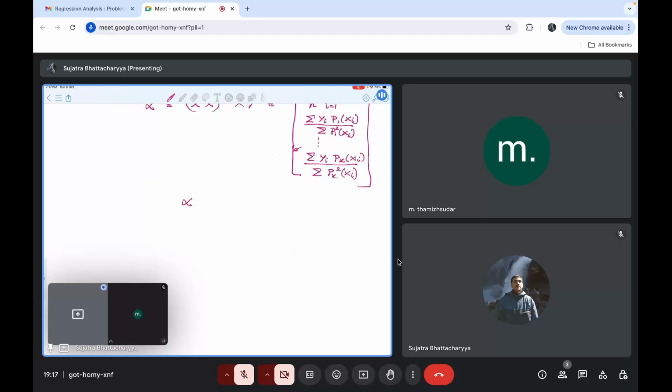Therefore, based on this, the jth value of alpha hat will be summation, i going from 1 to n, of yi pj of xi, divided by summation, i going from 1 to n, of pj square xi. This is how the alpha hat has to be calculated.